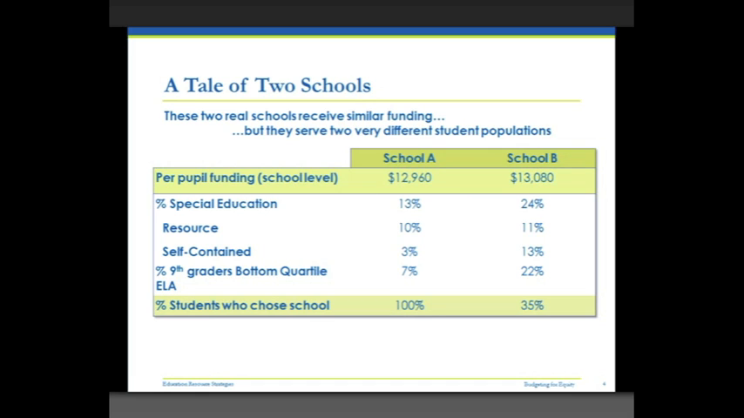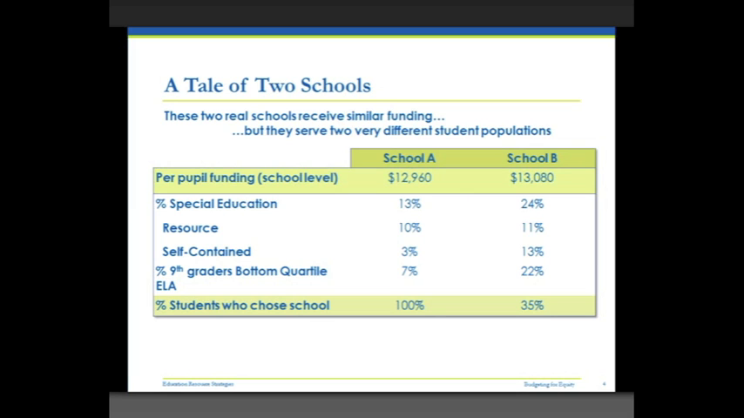In addition, look at the difference between the percent of 9th graders that come into that school in the bottom quartile in English language arts. And then a very important metric that we use to give a sense of the cohesion of maybe the neighborhood and the students that come into that school. Only about 1/3 of the students chose school B, whereas all of the students chose to be in school A.